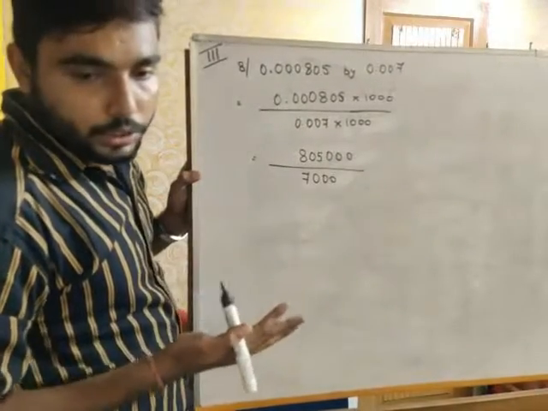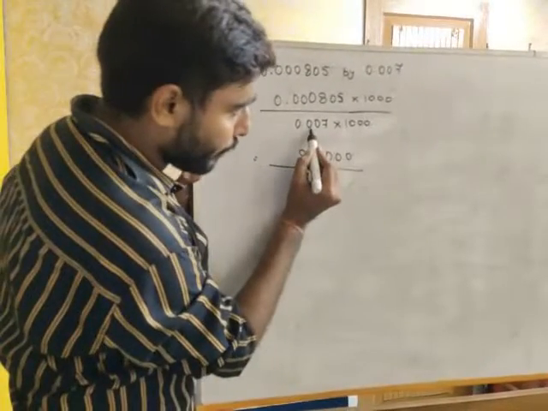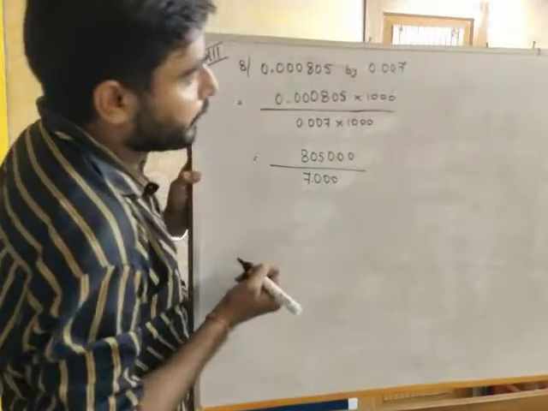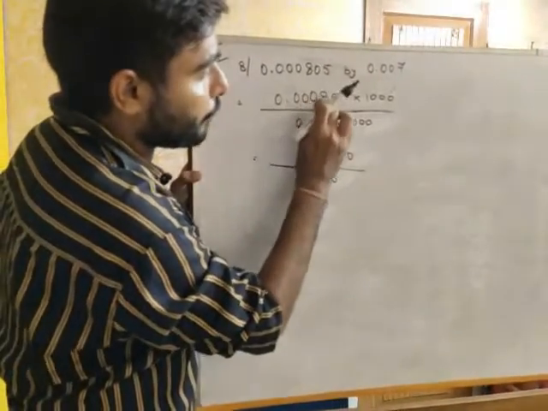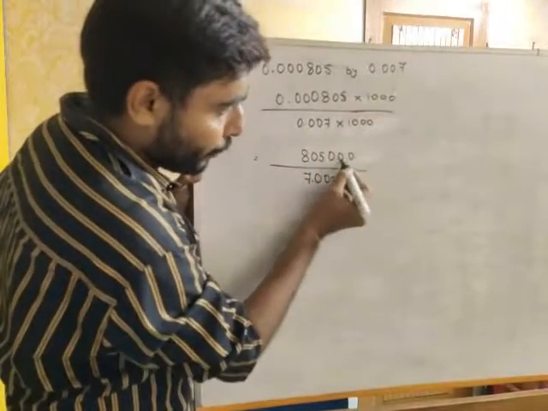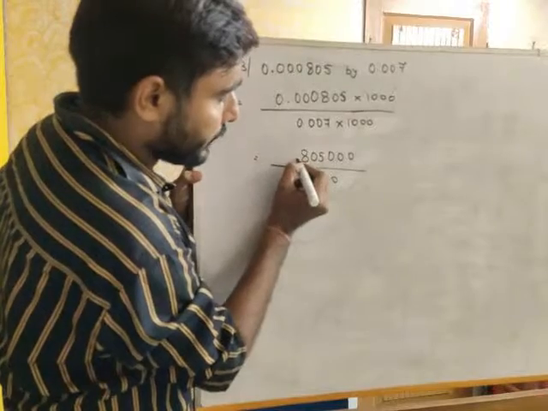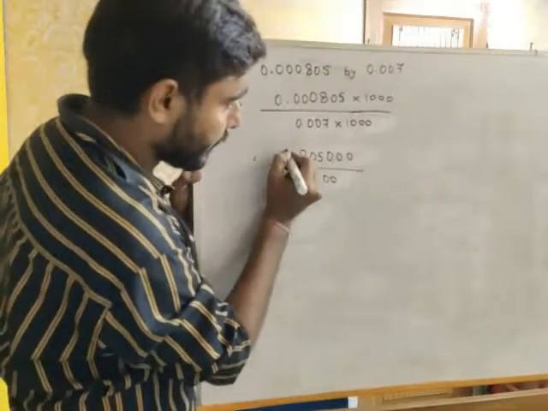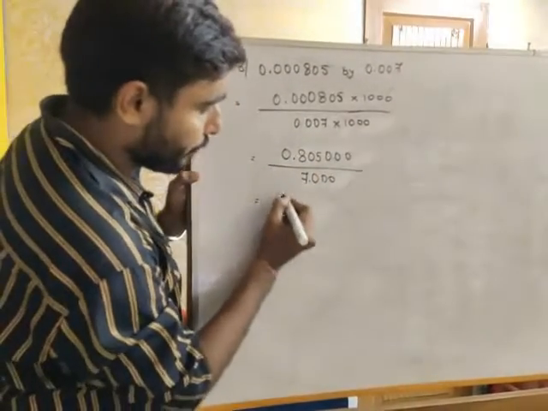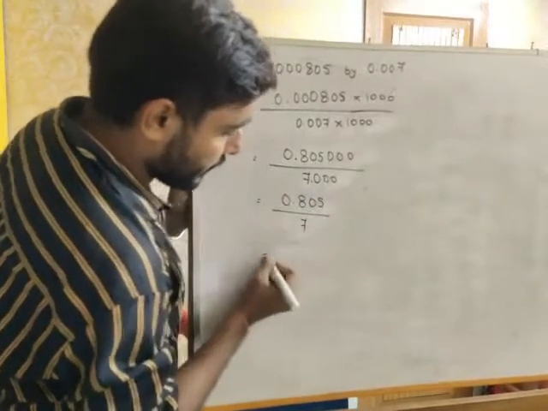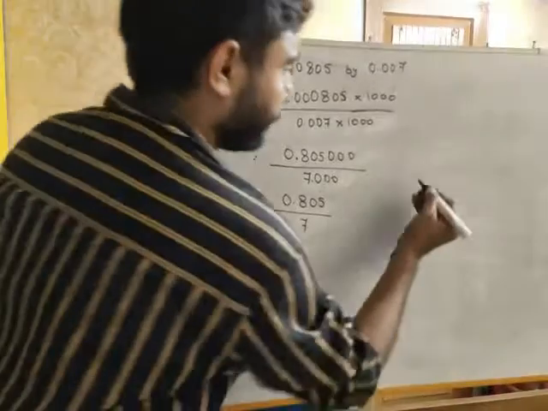It's time to look for the decimal. After the decimal, 1, 2, 3 digits. So 1, 2, 3, and the decimal will be here. In the numerator, 1, 2, 3, 4, 5, 6. So 1, 2, 3, 4, 5, 6. Here will be the decimal, and if there is no digit before the decimal, we write a 0. Okay, so it will be 0.805 divided by 7. So now let us divide.